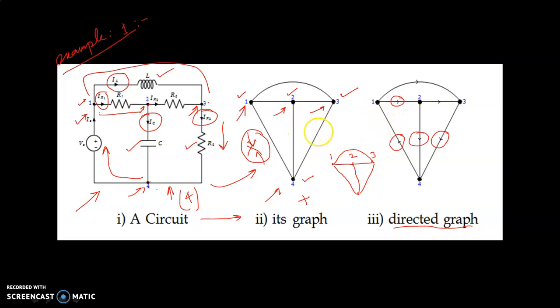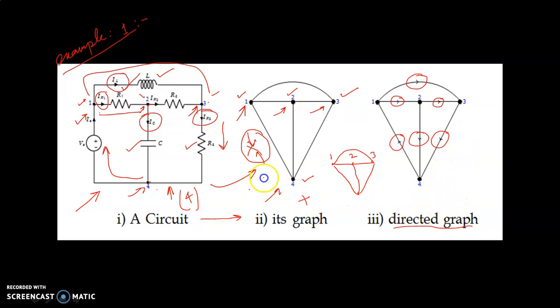In the path connecting 1 to 3, the direction is IL, away from 1 and towards 3. See this? And in the path between node 2 and node 3, it is IR2 from 2 to 3. So I have put the direction here. This will make a directed graph.